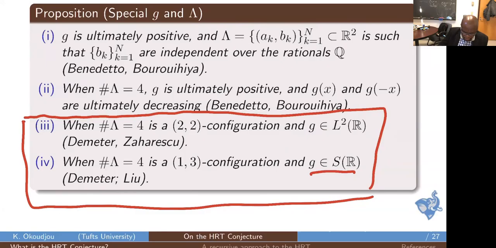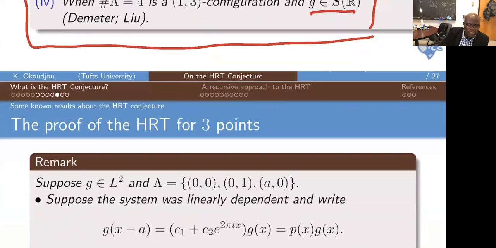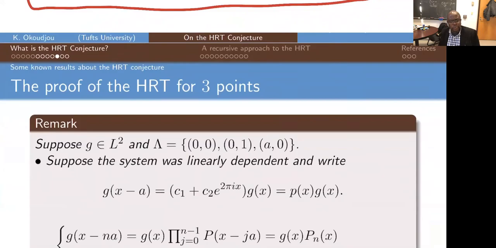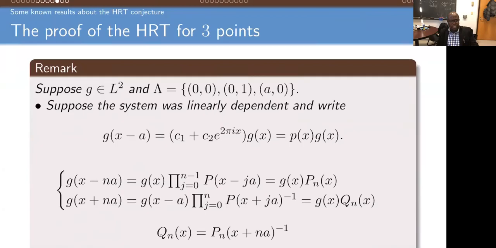So what I want to do is give a definition, or at least a picture, of what this 2-2 and this 1-3 configuration is. But before I do that, I want to give you a flavor of at least the way I know how to prove the HRT for most of the cases that I know. And all the arguments that I know are somehow variations of this one. I just want to put it here to give you some sort of flavor of what's going on.